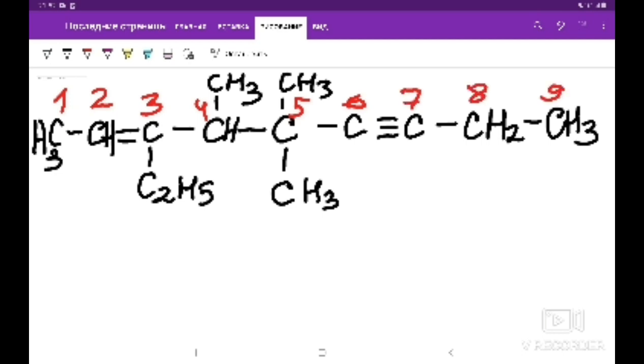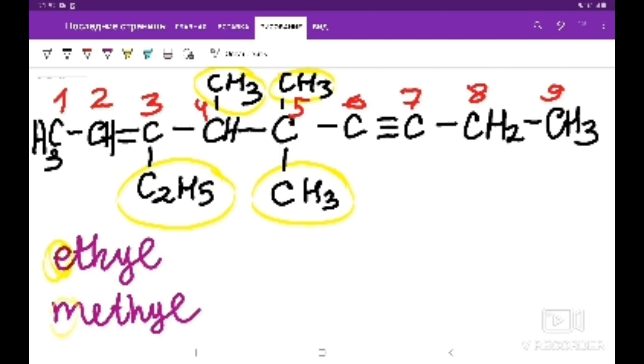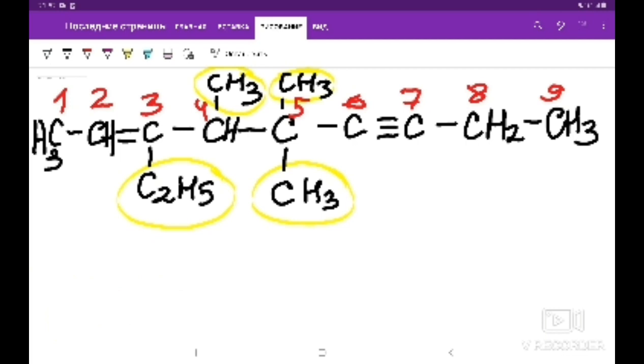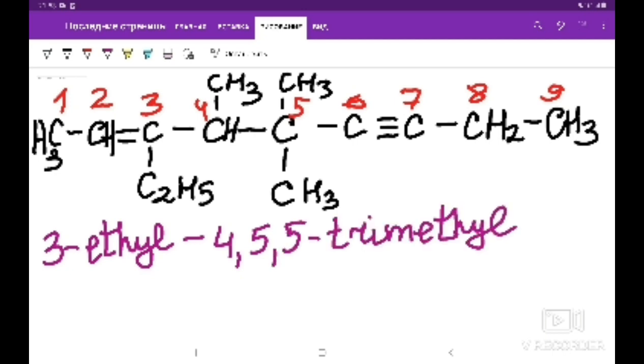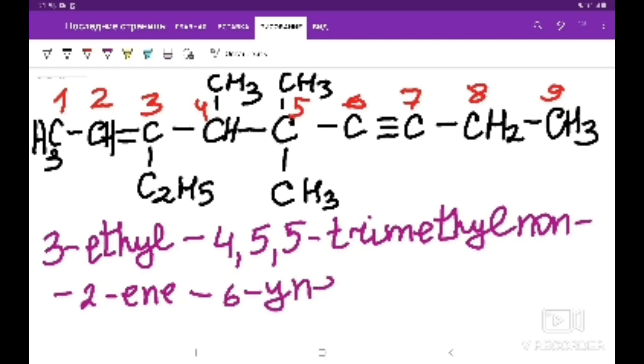Let's start numeration. We have 1 ethyl group and 3 methyl groups. So let's say ethyl and methyl. E precedes M in the alphabet. That's why first of all we will start with ethyl. We will write 3 ethyl, then 4, 5, 3 methyl. After that we have 9 carbons. It will be non, 2 N, because on the second carbon we have the double bond, and 6 in, because on the 6th carbon we have a triple bond. E, M. You see, we don't consider the prefix 3 when we pay attention to the alphabet order.